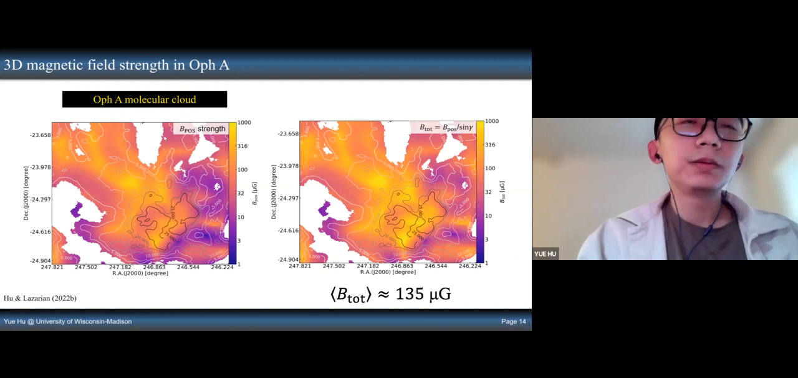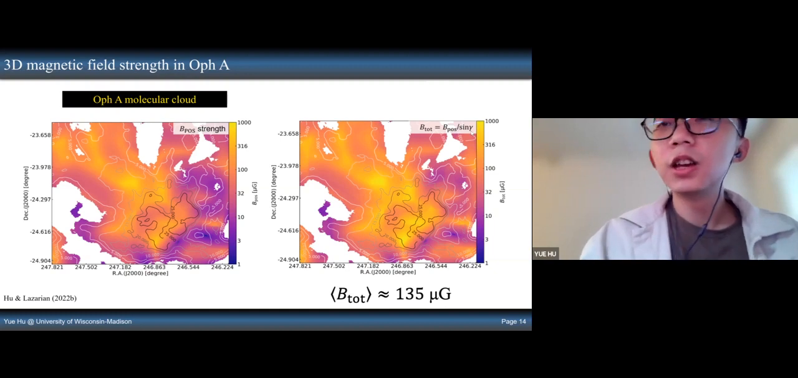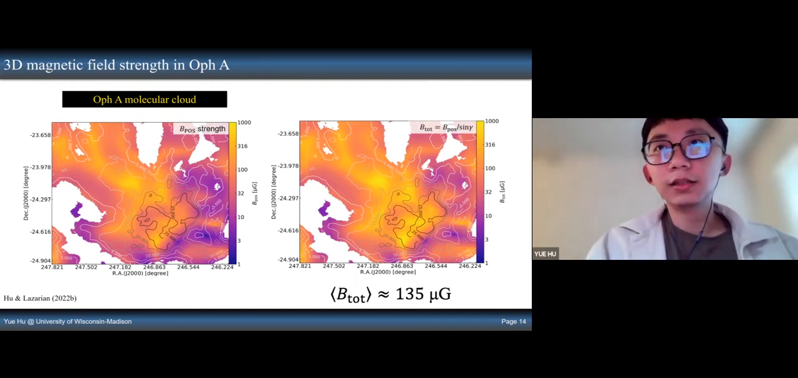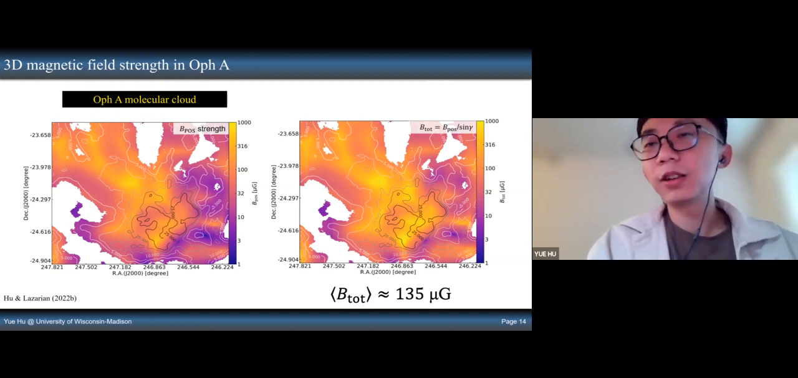But remember, this is only the plane-of-sky magnetic field strength. If we recover the total magnetic field strength relying on the inclination angle obtained from our new method, we can see that in this very high density region, the magnetic field is indeed stronger. For the full cloud, the mean total magnetic field strength is around 135 microgauss. This is a little bit larger than the measurement from Zeeman splitting, although they are measuring different phases, but we can get a rough comparison between the two.